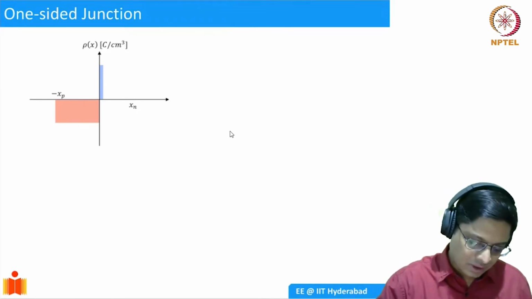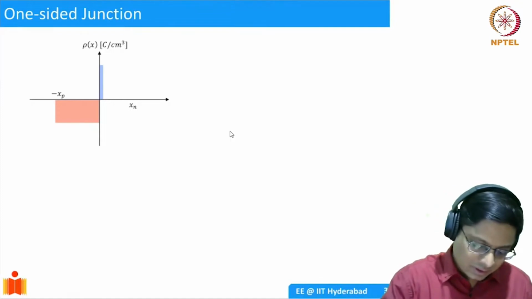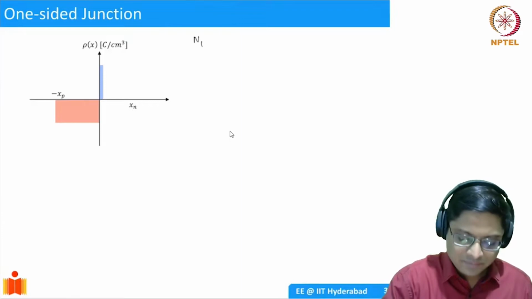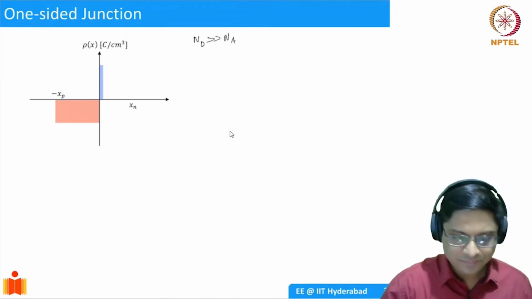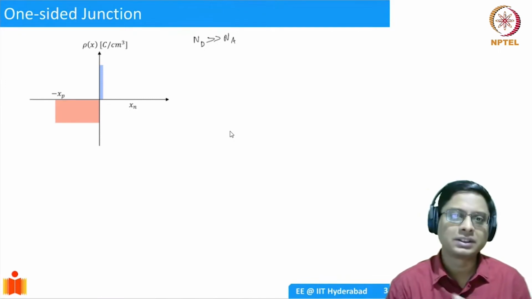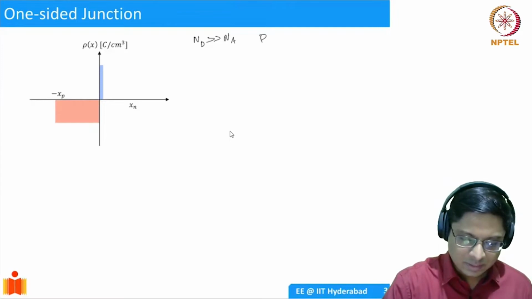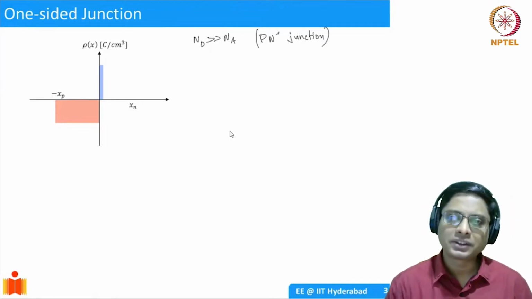So let's say we have a semiconductor in such a way that the doping, the N-type doping ND, is much larger than Na. What would you expect? This is what is known as a PN plus junction. Basically N-type doping is high. So what do you expect in that situation?